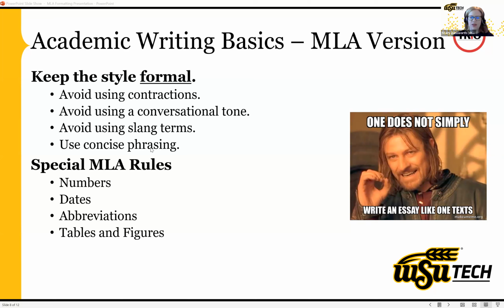And then with concise phrasing, what this means is getting rid of all the fluff. We want to get rid of all those extra words that don't really add meaning to what it is we're trying to say. You might see this in things like filler words, for example. Filler words are things like just, really, very, things that don't add any value at all. They just need to stay out, okay? What these do is they water down your writing, and we want academic writing to be strong and bold.